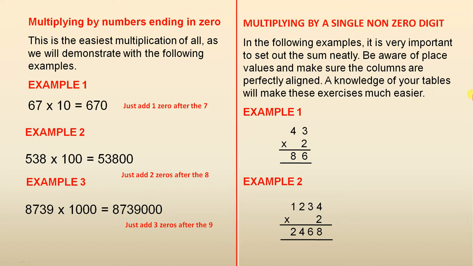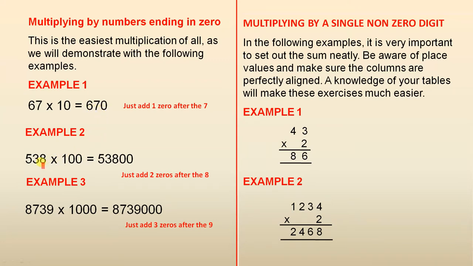Multiplying by numbers ending in 0. This is the easiest multiplication of all, as we will demonstrate with the following examples. First example, 67 times 10. All you do, you just add 1 zero after the 7, so the answer is 670.